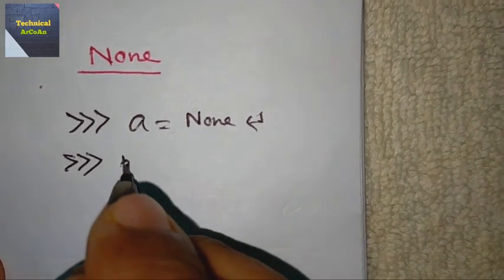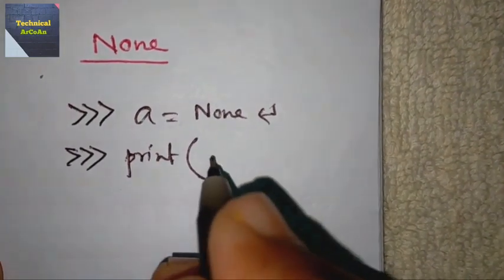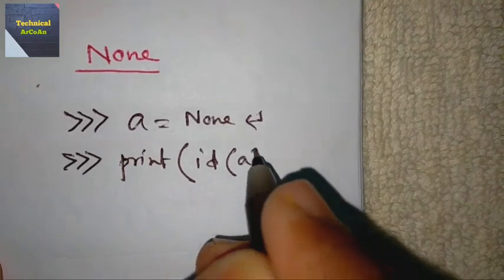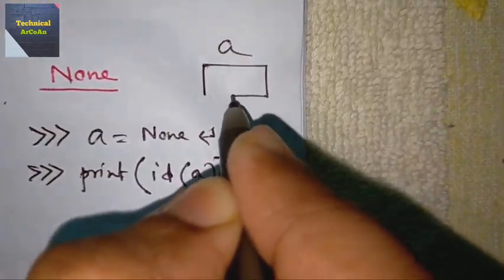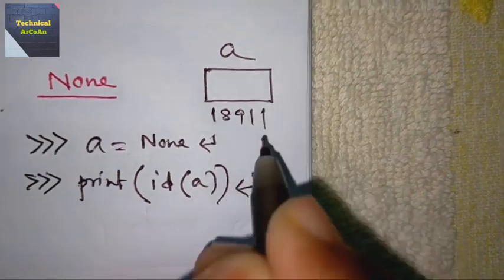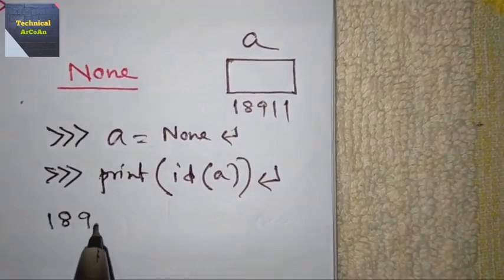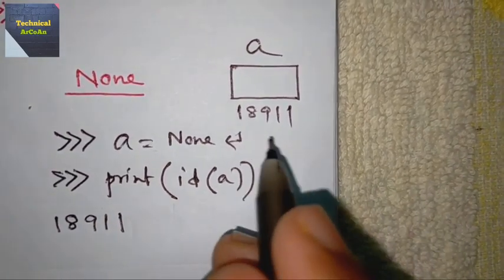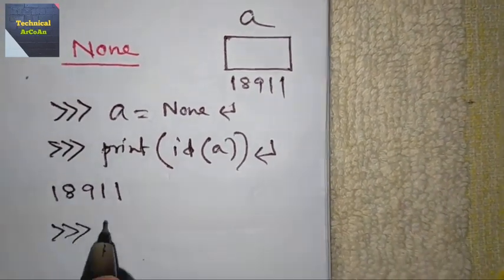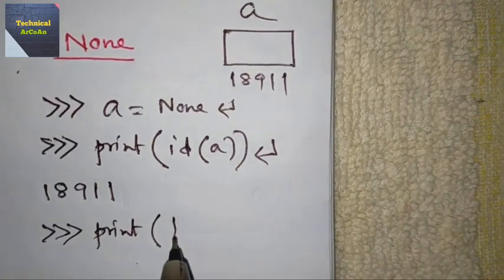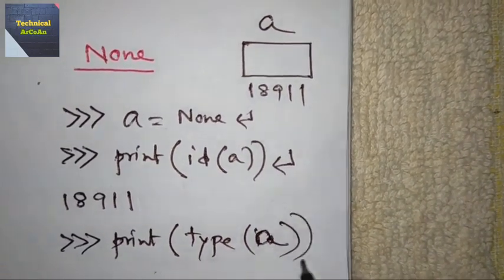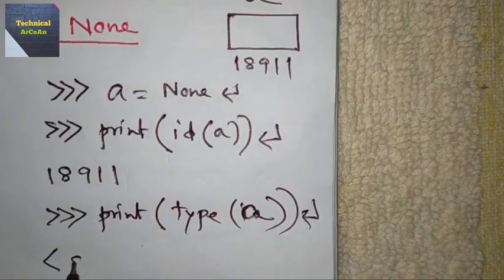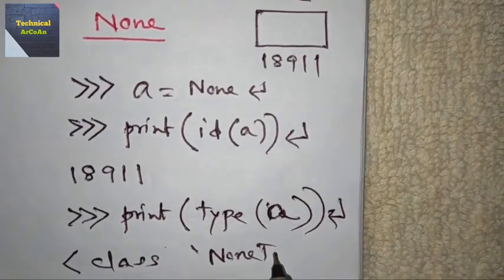If we want to know the id of a, just write print(id(a)). So what do we get? Suppose it creates a memory, and the memory is suppose 18911. So the id will represent this 18911. Why? Because it's an object identity. And if we want to know the type of a, write print(type(a)) and press enter. We get that it's a NoneType.